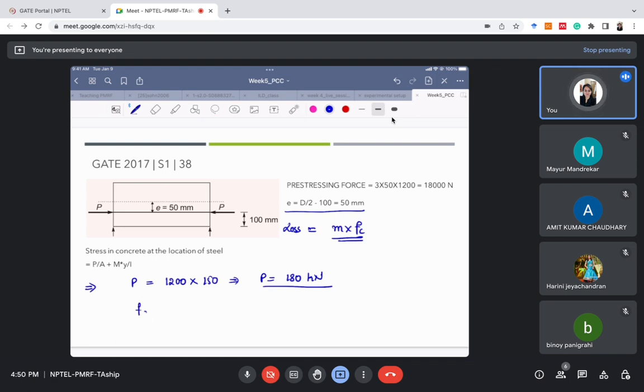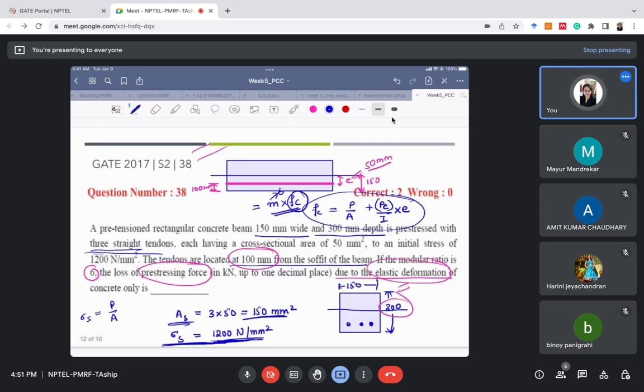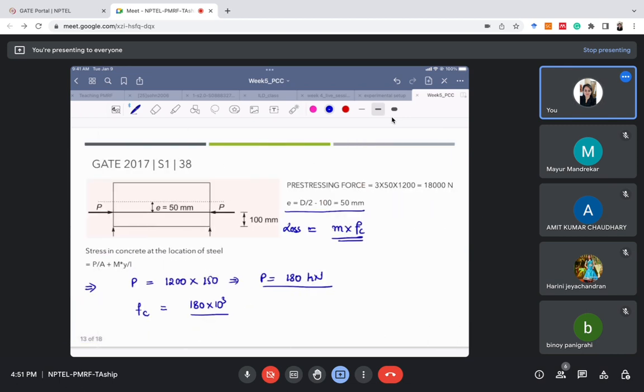Now we'll calculate the value of fc, which is P by A. P is 180 into 10 to the power 3 divided by the area. The area is the area of concrete, because we are finding the stress in the concrete at the location of the steel. So we'll do P divided by area of concrete. What is the area of concrete? 150 into 300, the cross sectional area. So it will be 300 into 150 plus M by I.